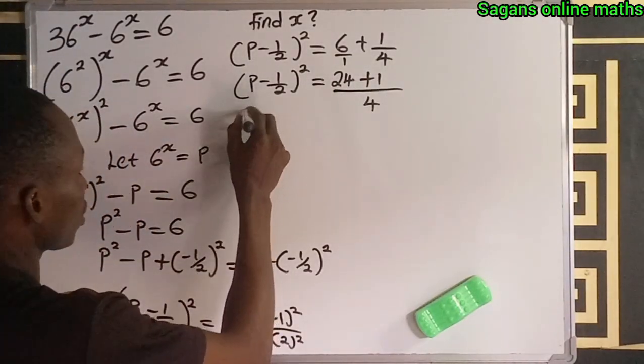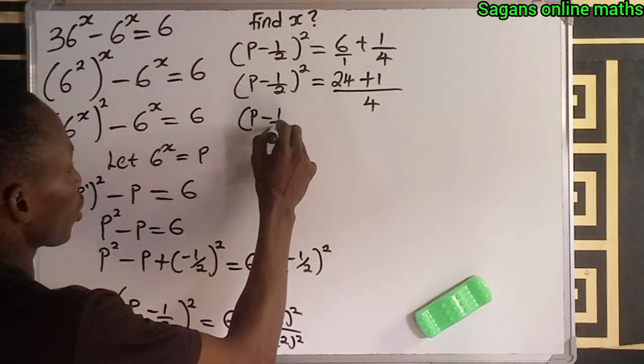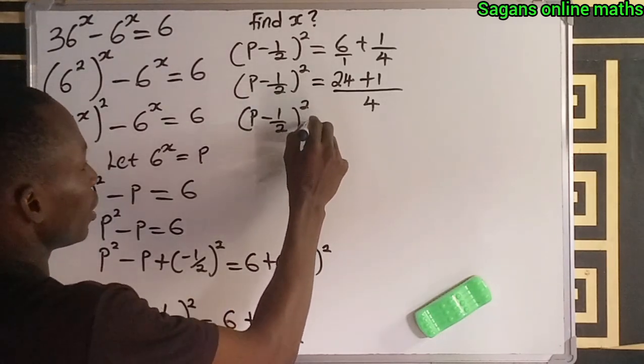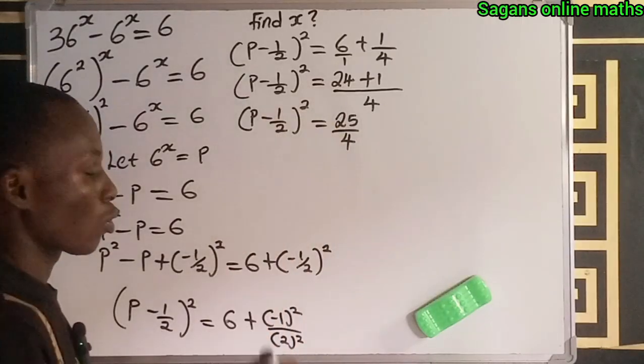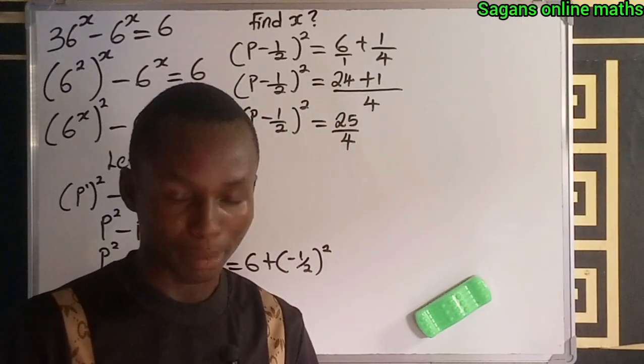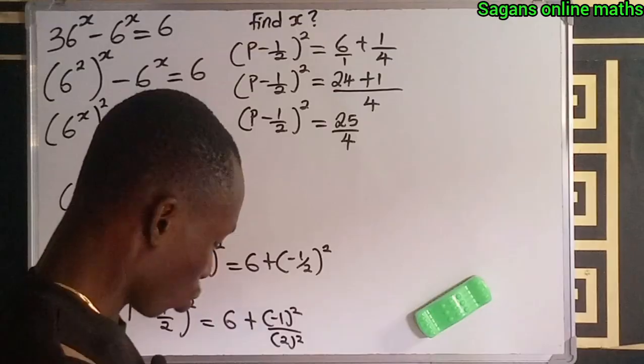Okay, so this p minus 1 over 2 all to the power of 2 is equals to 25 divided by 4. Wow, this is pocket genius, right? Amazing. Now at this point, what are we going to do?